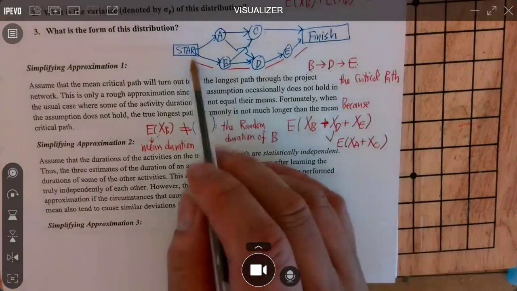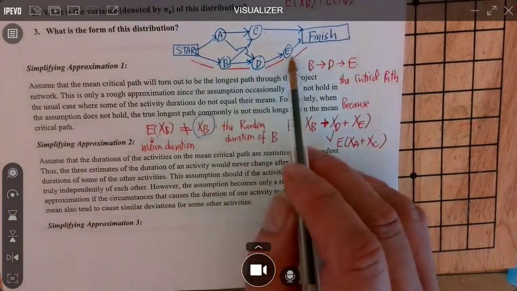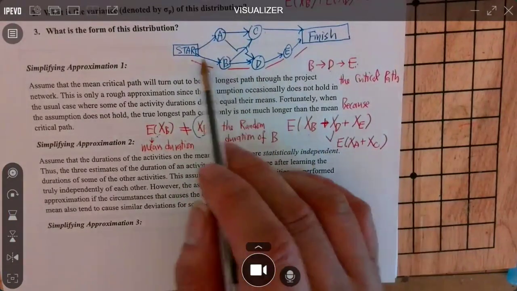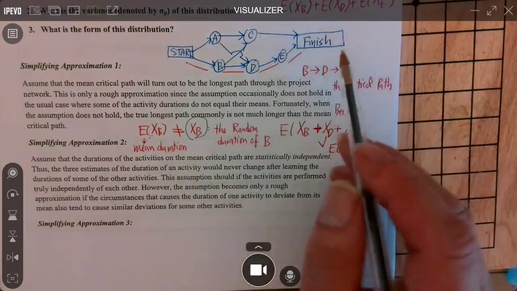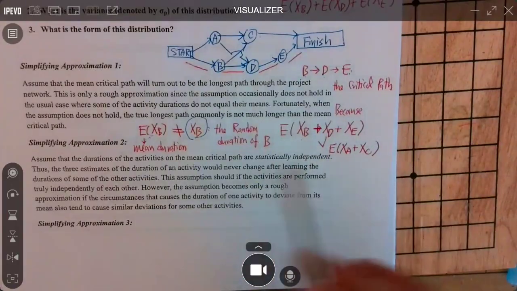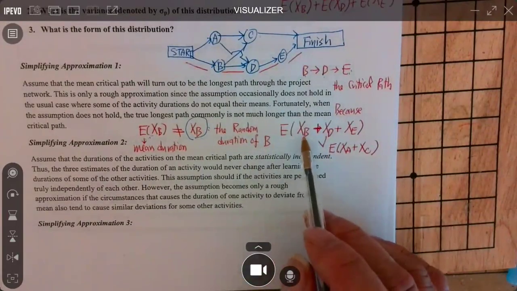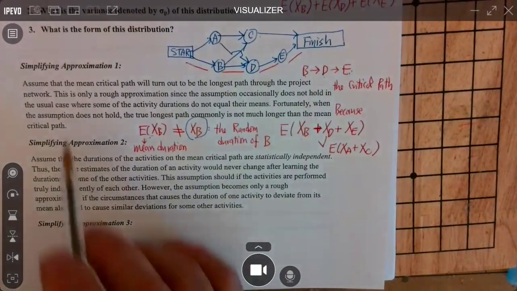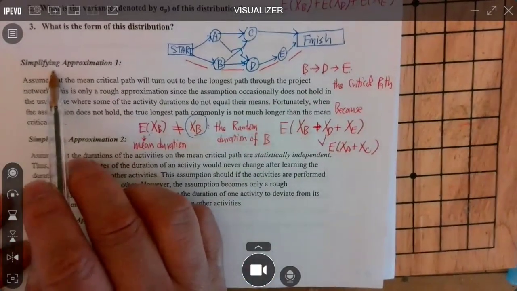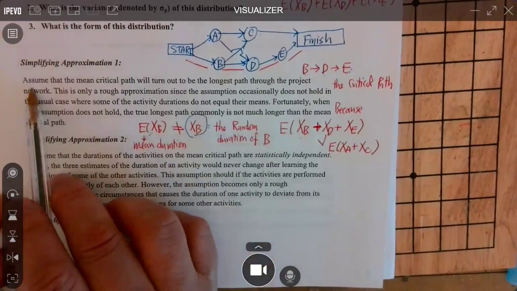We say from B to D to E is what? It's shortest in its mean. But in real life, some other thing may happen. Okay? So the expected longest one is not necessarily, in real life, still the longest one. Okay? So that's why we come with what? Simplifying approximation. Let me read that again.